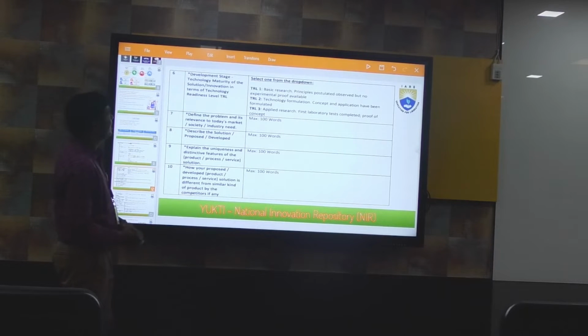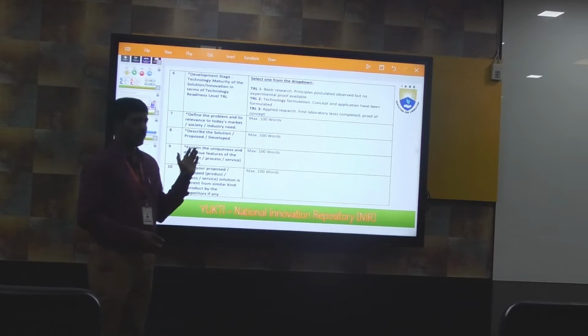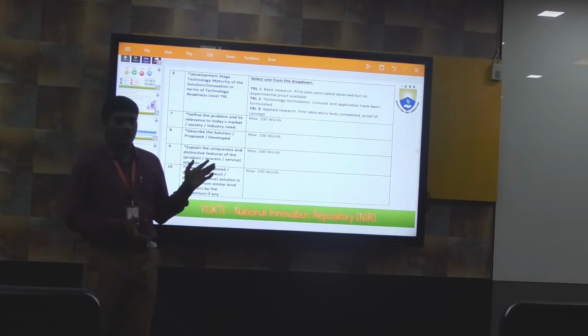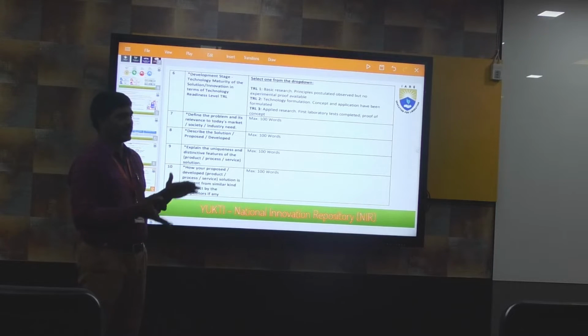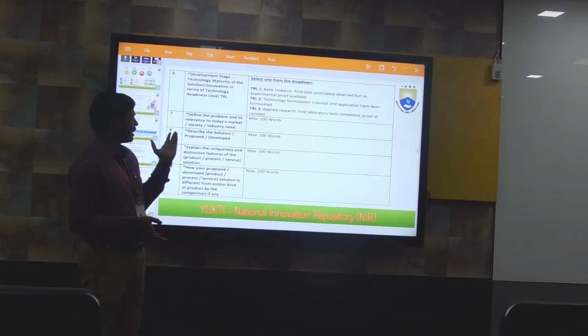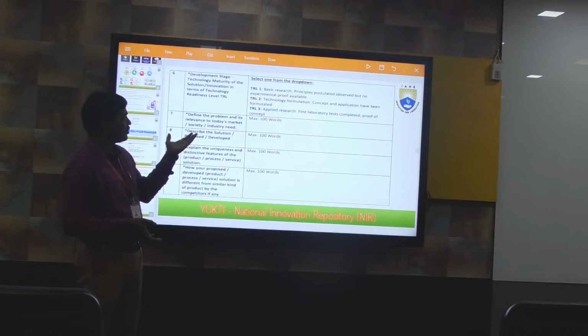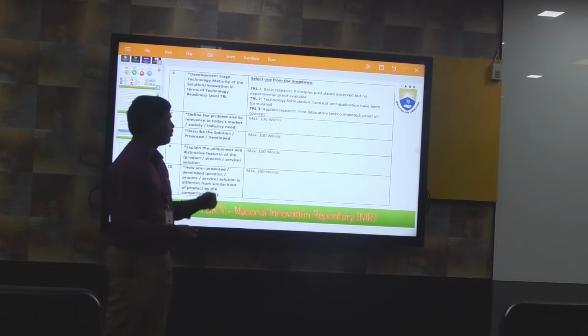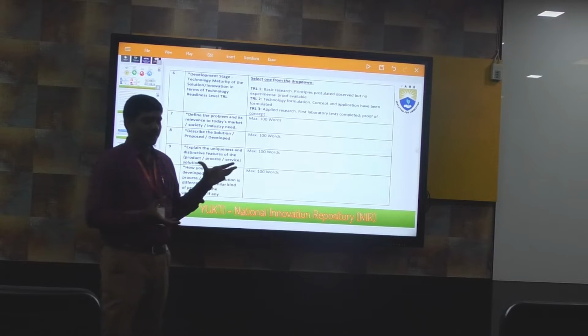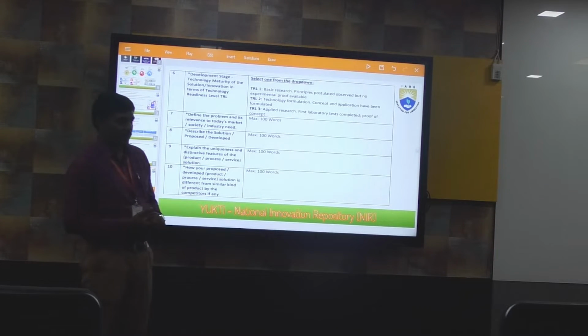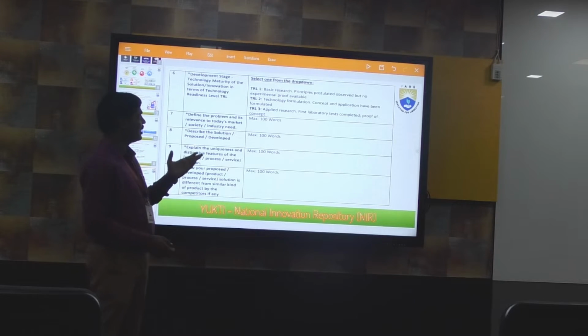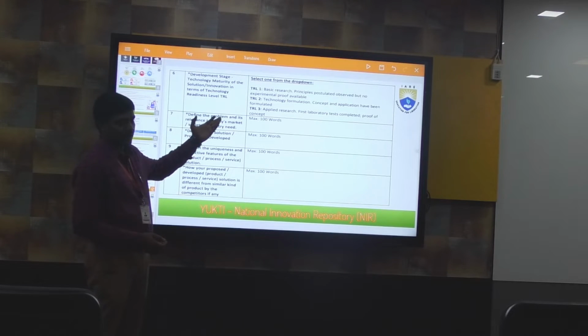And the next one will be the development stage. So when we are taking the IDR POC, they are considering TRL level 3. TRL 1 is basic research, principles observed. TRL 2 is technology formulation and concept. And TRL 3 is applied research, first laboratory test completed, proof of concept, enough to demonstrate whatever concepts they have developed in a simple laboratory environment. So till that we can consider it as TRL 3.